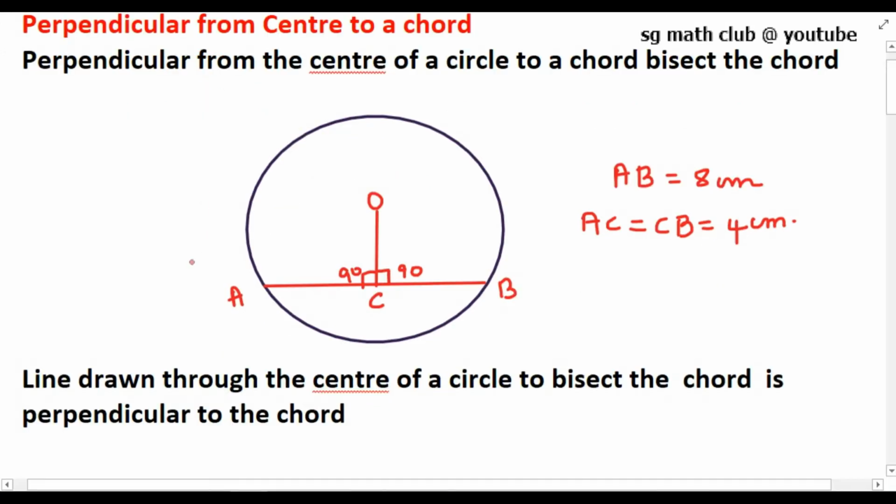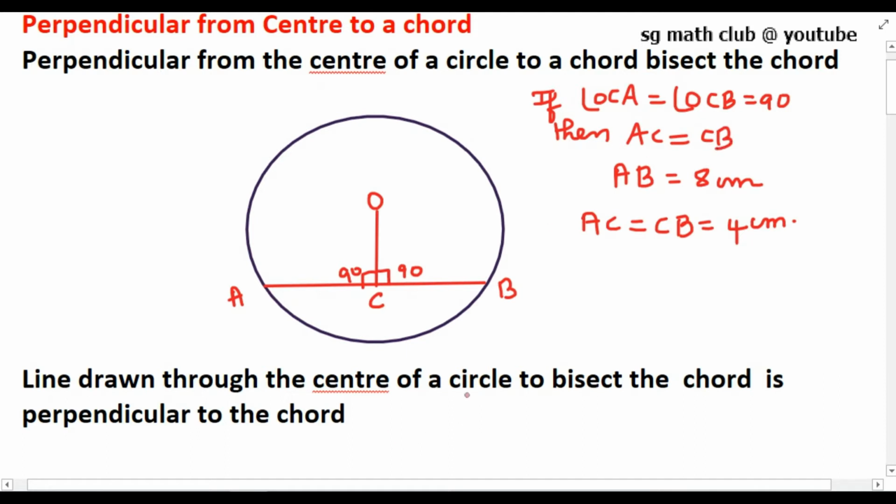Again, the converse of the statement is also true. Line drawn through the center of the circle to bisect the chord will be perpendicular to the chord. That means if the line is drawn through the center of the circle, first case it is like this. If perpendicular from the center of the circle to the chord, angle OCA equal to OCB equal to 90 degree, then I can say that AC equal to CB.